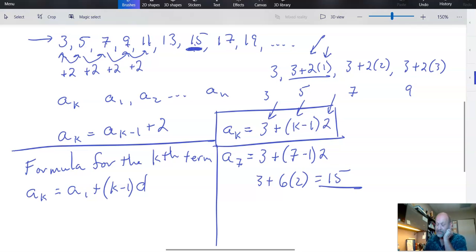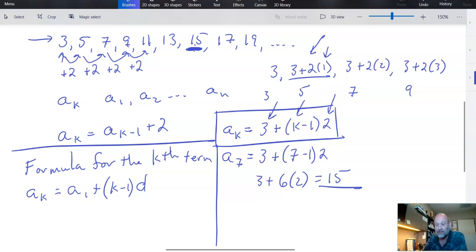So you can find the common difference by finding any two terms and subtracting them, right? Or excuse me, any two consecutive terms and subtracting them. So if I wanted to know the common difference up here, I could just pick 13 minus 11, that gives me 2. Or I could go 19 minus 17, that gives me 2. 7 minus 5, that gives me 2. So if you take any term and subtract the previous one, it will always give you the common difference.